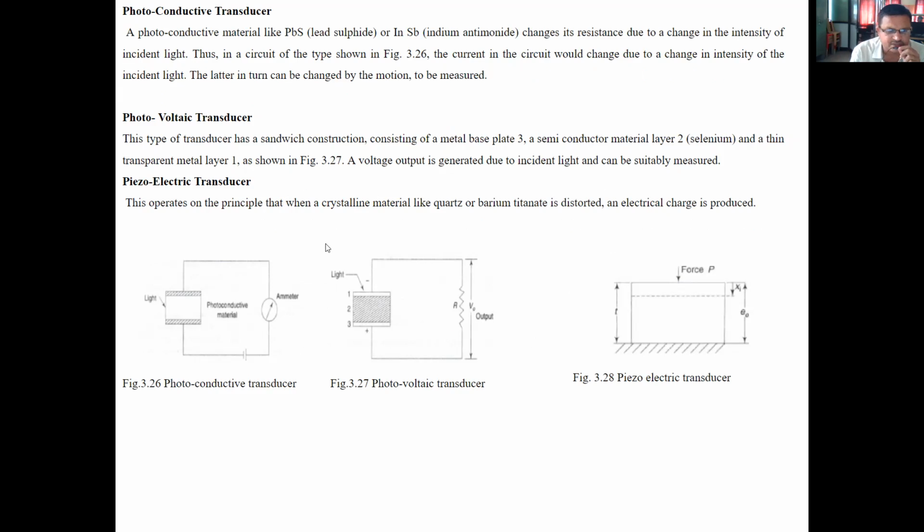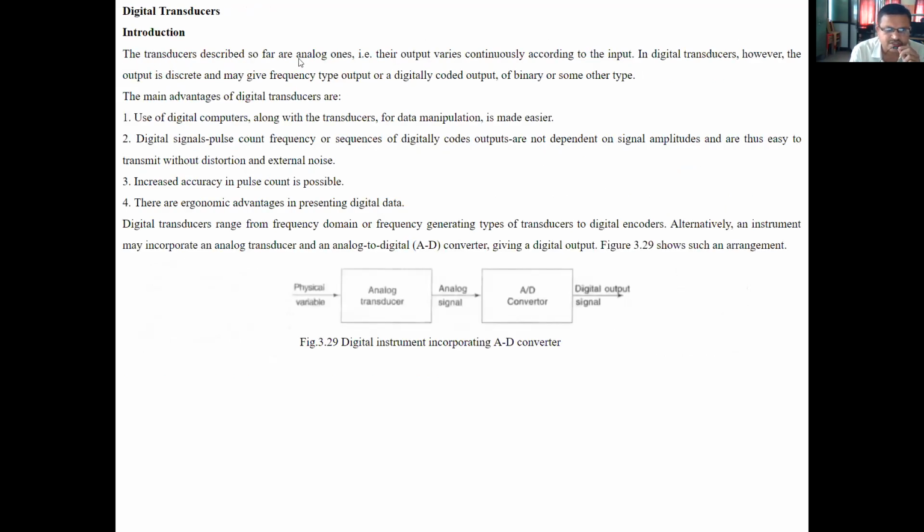Now next is the digital transducers. The transducers described so far are analog ones. Their outputs vary continuously according to the input. In digital transducers, however, the output is discrete and may give frequency type output or digitally coded output of binary or some other type. The main advantages of digital transducers are that use of digital computers along with transducers for data manipulation is made easier. Digital signals, pulse count, frequency or sequences of digitally coded outputs are not dependent on signal amplitudes and are thus easy to transmit without distortion and external noise.